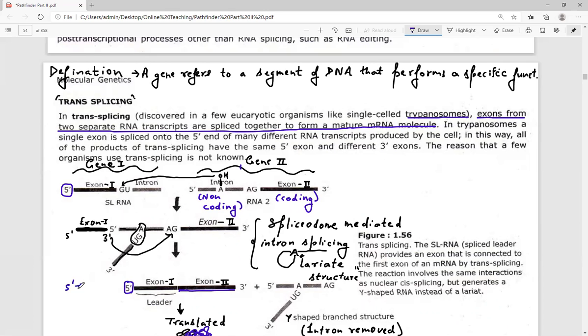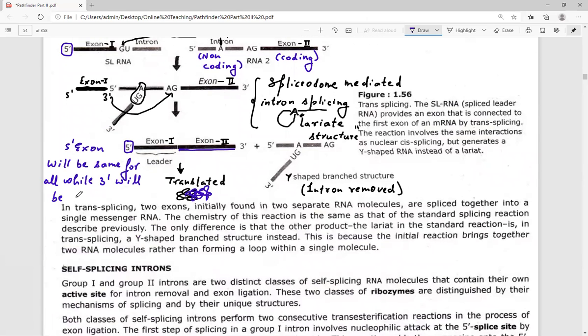The 5' exon will be the same for all, while the 3' will be different. This is how splicing takes place. In this manner, the splicing is going to take place. And such type of splicing is referred to as trans splicing.